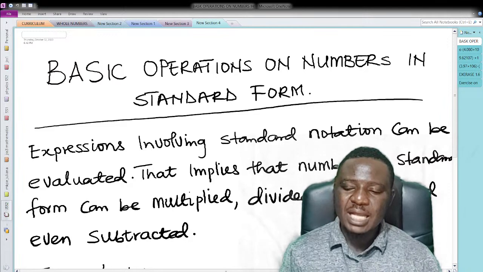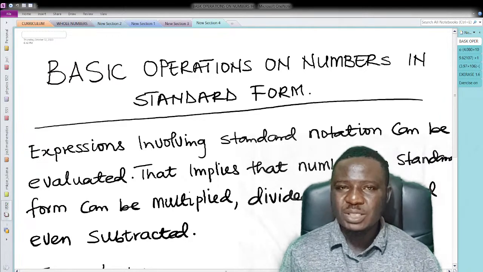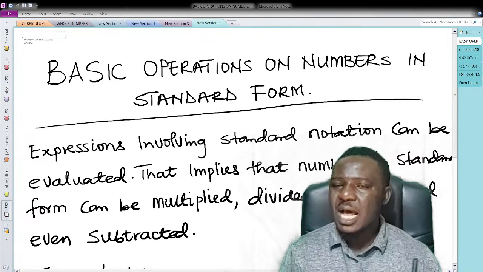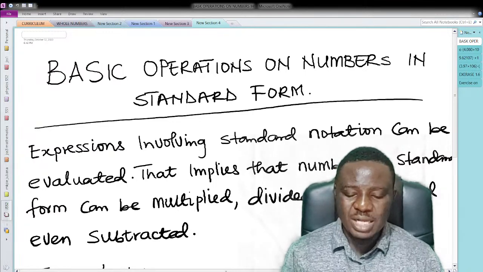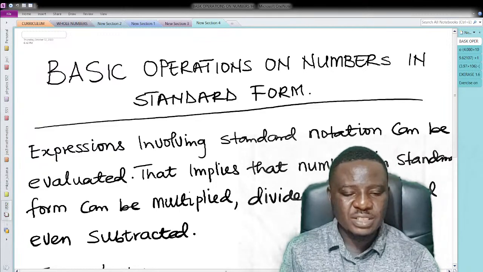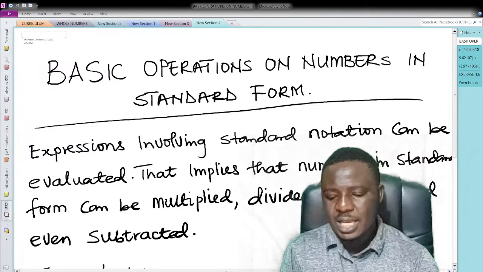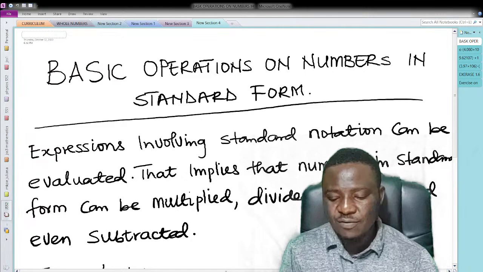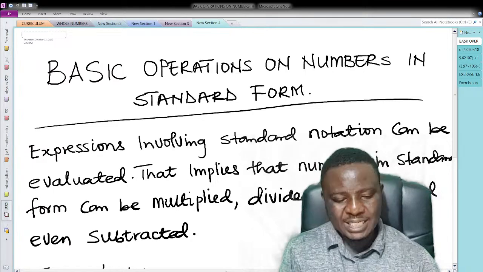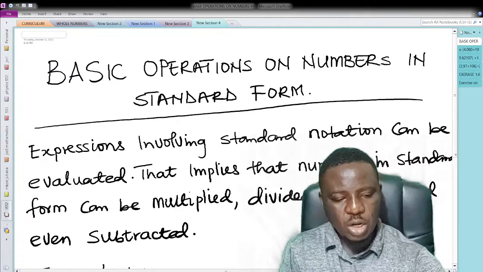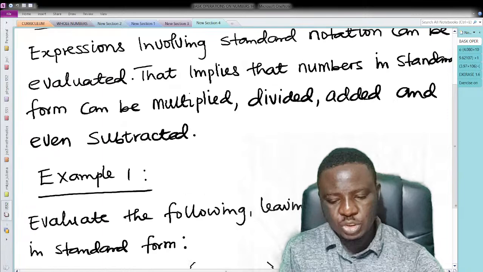So now that we have known how to express these numbers in standard forms, we shall be looking at how we multiply, how we add, how we divide, or how we subtract numbers in standard forms. So I said expressions involving standard notation can be evaluated. That implies that numbers in standard form can be multiplied, divided, added, and even subtracted. So we shall look at these basic operations in standard form.